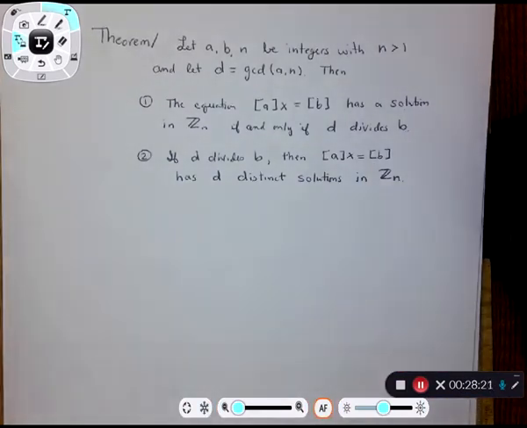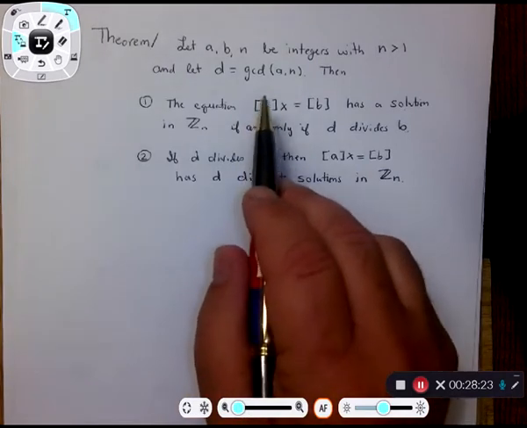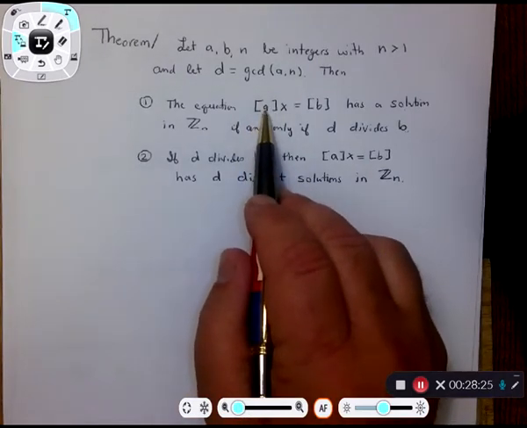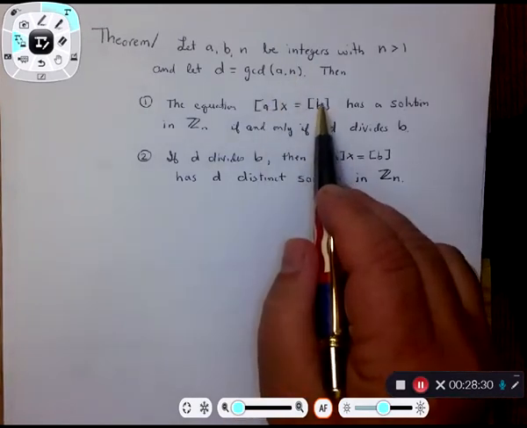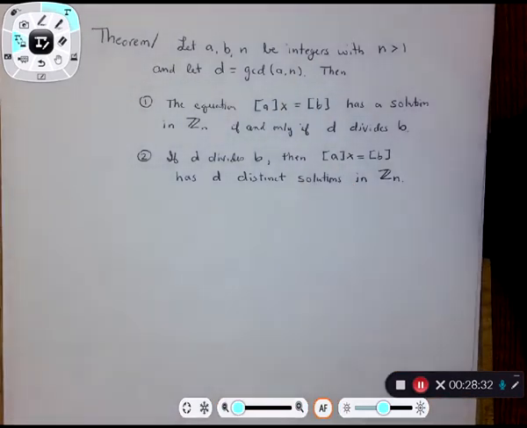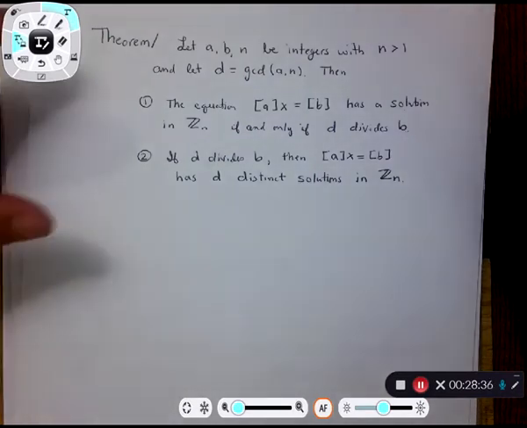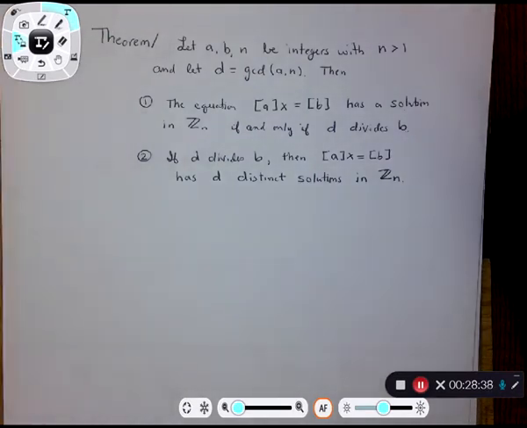So it's the relationship of the coefficient in front of the X and the mod number and how it divides into B. It is basically going to tell you how many solutions you're going to have, if you have any solutions at all. So this is kind of an important theorem to help you out with being able to solve these algebraic Z mod N equations.